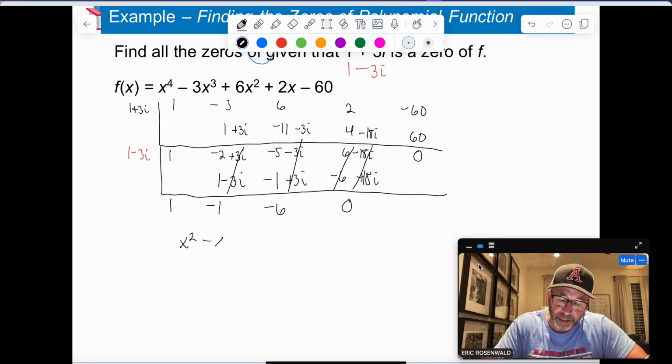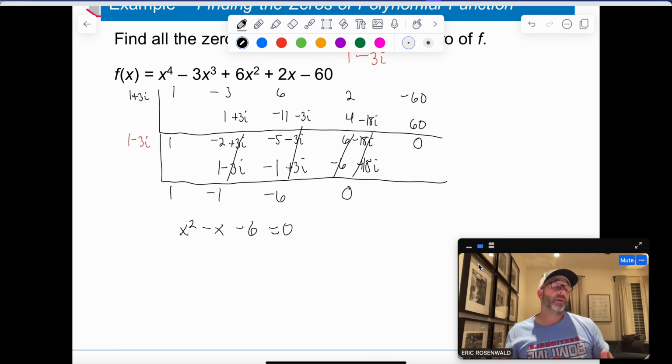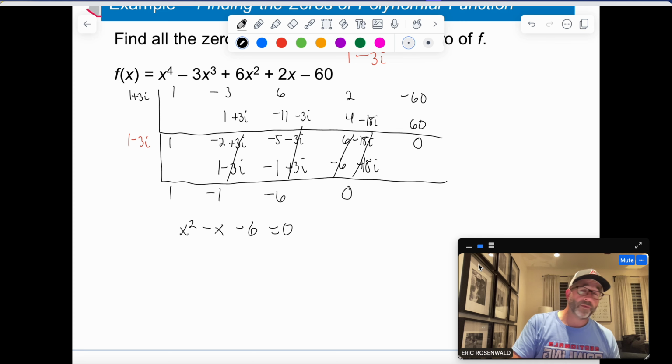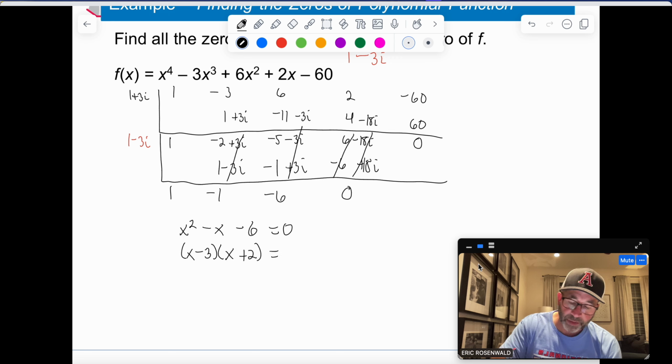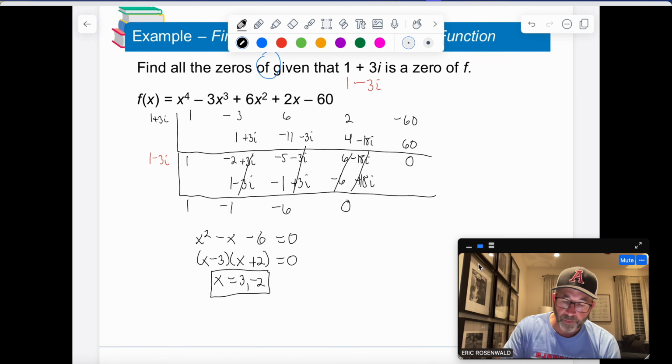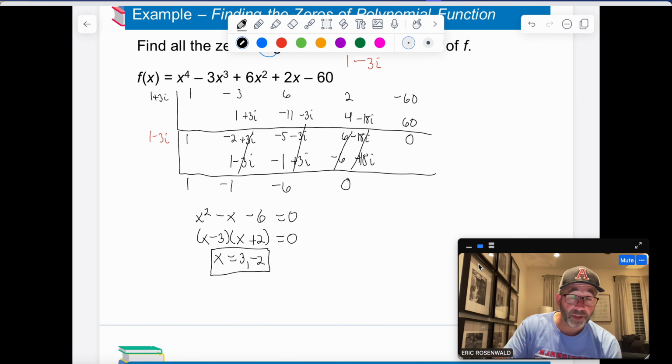X squared minus x minus 6 equals 0. I'm now at the point where it's a quadratic that I can use all of my tools. I could factor it, use the quadratic formula, or even complete the square, whatever I can use to try to solve this. This fortunately factors out nicely. Then we get x minus 3 and x plus 2. So we get x is equal to 3 and negative 2. So it says to find all the zeros. Well, we've got all of our zeros.